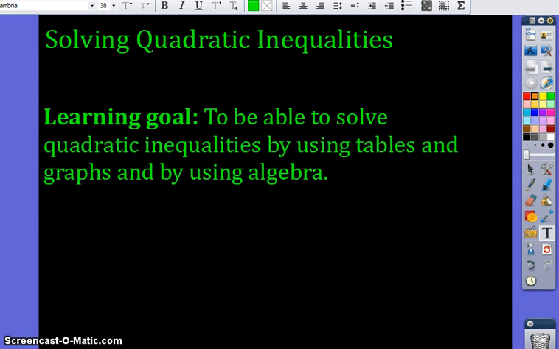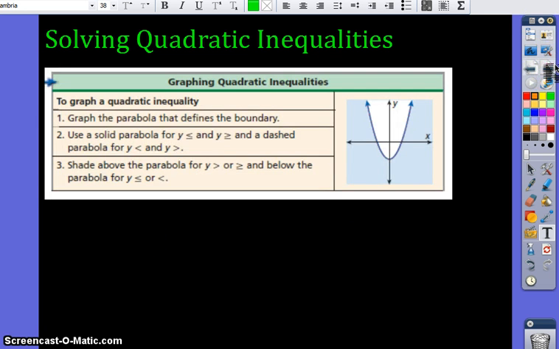Today we're going to be solving quadratic inequalities. Our learning goal is to be able to solve quadratic inequalities using tables and graphs and using algebra, of course. We'll focus mainly in this video on the tables and graphs part and hit the algebra part a little bit later. Anyway, a lot of the ideas that we know about inequalities carry over into quadratics.